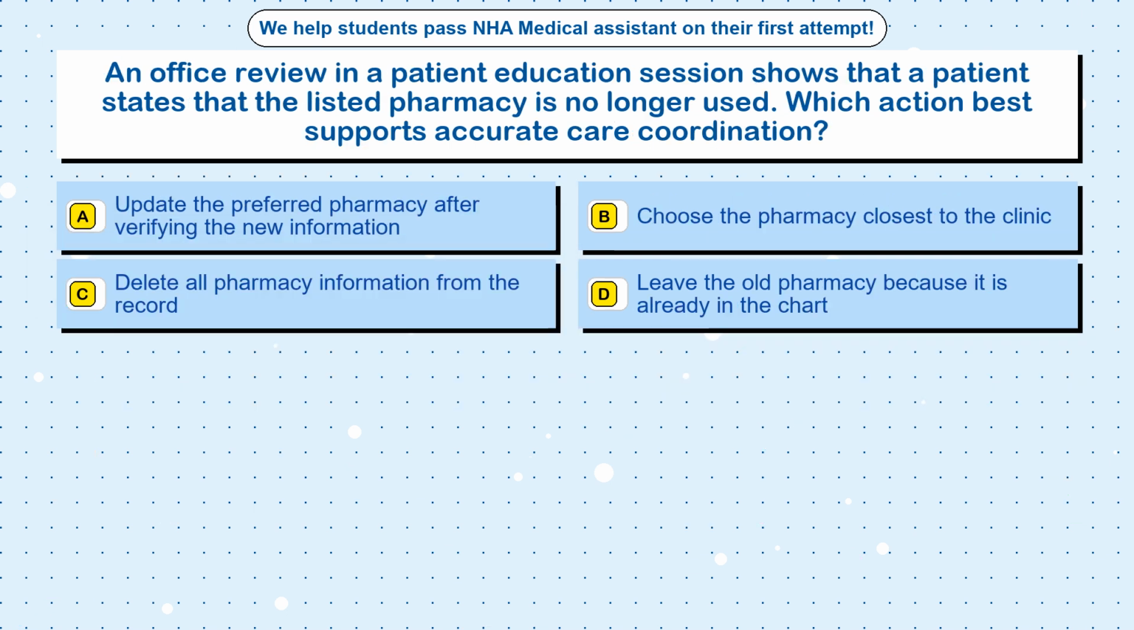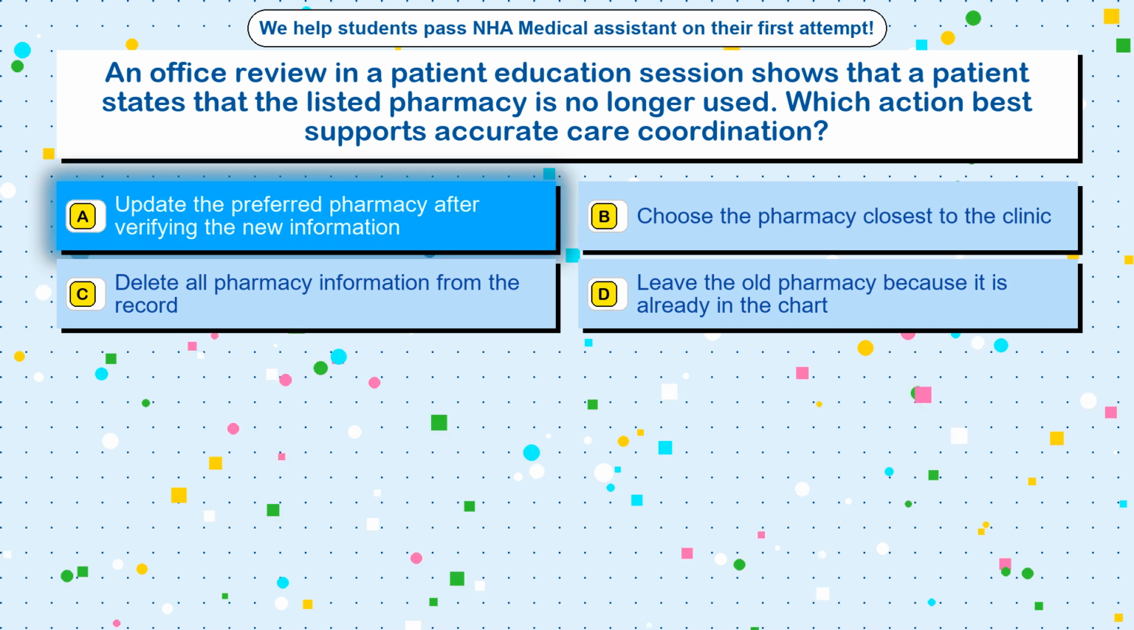Question 18. An office review in a patient education session shows that a patient states that the listed pharmacy is no longer used. Which action best supports accurate care coordination? Option A, update the preferred pharmacy after verifying the new information. Option B, choose the pharmacy closest to the clinic. Option C, delete all pharmacy information from the record. Option D, leave the old pharmacy because it is already in the chart.